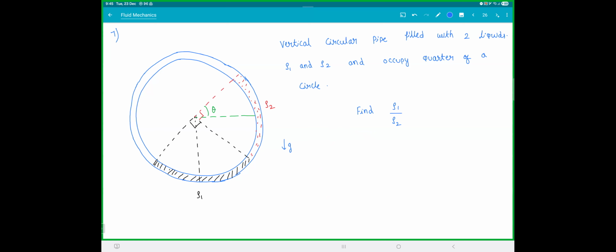Is the picture clear, everyone? So we took a circular pipe, we filled it with the two liquids. 1/4 of the liquid was black and 1/4 is red, so they occupy half of the pipe. And this is how the shape looks in equilibrium. Find rho 1 by rho 2. The answer will come in terms of the radius R and angle theta. Let's see.